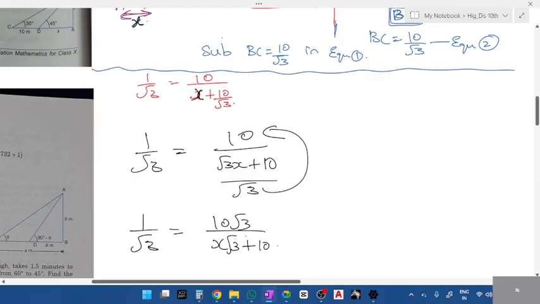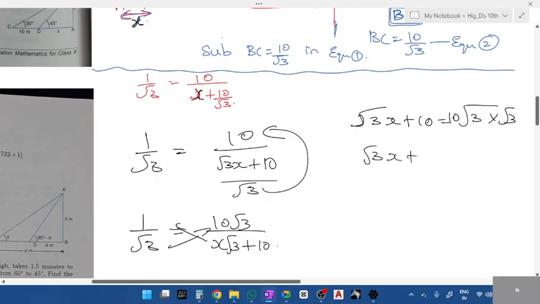Next, cross multiply. When you cross multiply, what do you get? Root 3 into x plus 10 into, tell me students, 10 root 3 into root 3, right? Next, what do we get? Root 3x plus 10 is equal to 10. What is root 3 into root 3? Be quick. When we multiply two same things, what happens? What is root 3 the whole square? Just 3. So root 3x plus 10 is equal to 30.